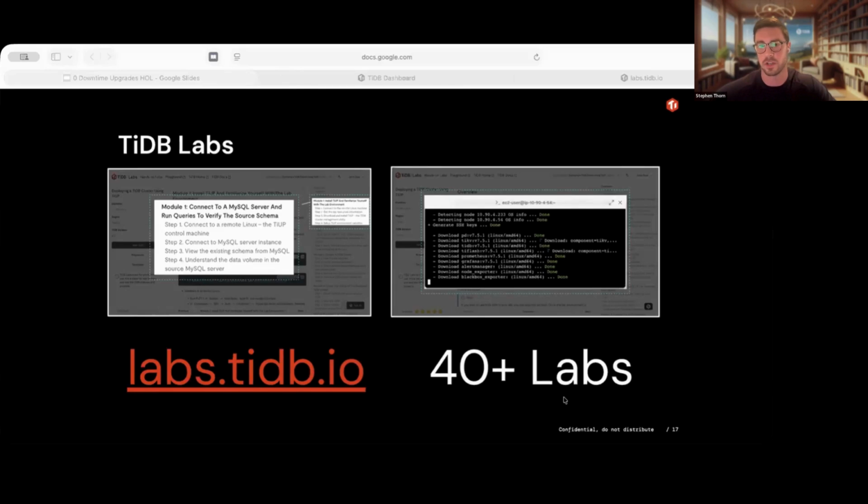This is free to sign up and use. So if you guys want to get started and play with TiDB, there's a lot of different ways to do that. Labs is one of them. We also have a free serverless tier here on tidbcloud.com, which is a great way to have a cluster that's already up and running to point your application at it and start testing with TiDB.